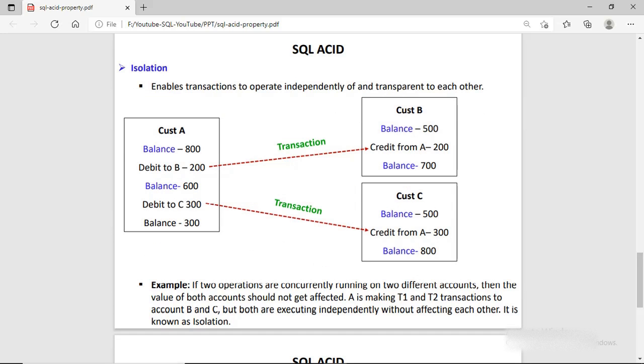Next is isolation. Suppose a server or customer is performing multiple transactions. In that case, all the transactions must work independently. It means the data should not be shared between those transactions, and the transactions should not overlap. As you can see, customer A is doing two transactions, transferring data from B and transferring data to C. It means the data of transaction 1 should not be visible to transaction 2, and the data of transaction 2 should not be visible to transaction 1. So this is called isolation.